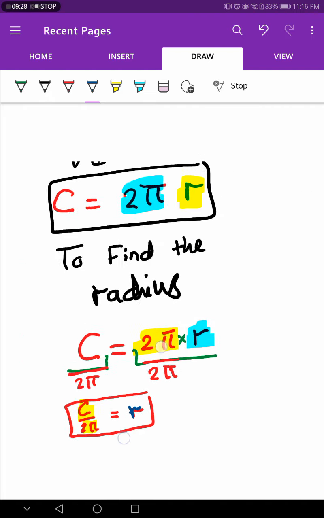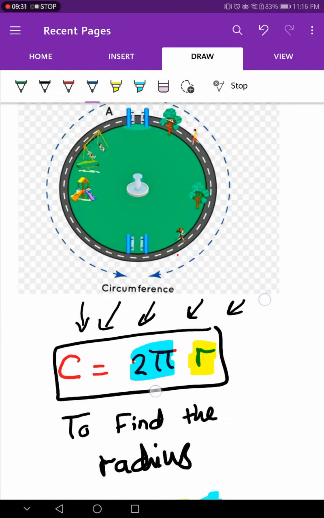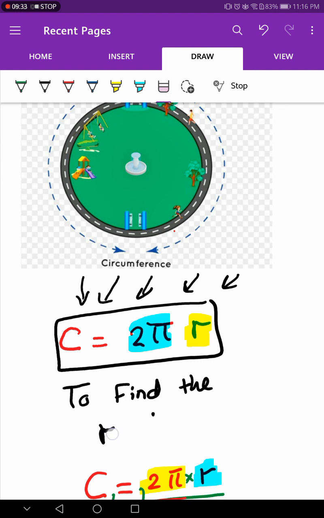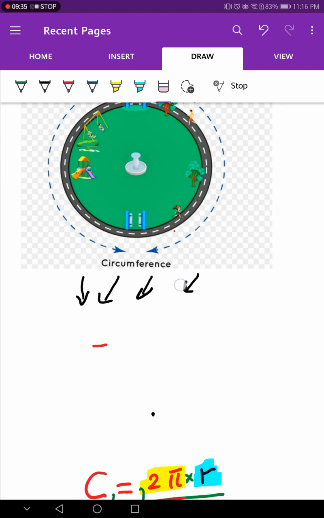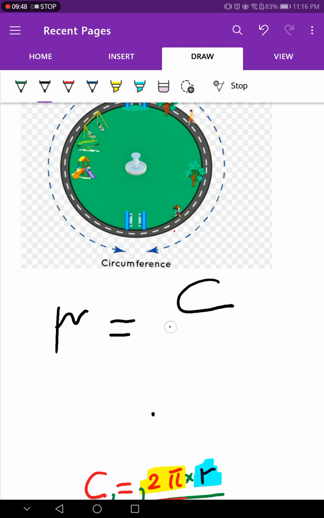Come and see. Now suppose we have this circle. Okay, I will erase this. We know that to find any radius for any circle in the world, you need the circumference, divided by the constant 2 pi. Okay, great.